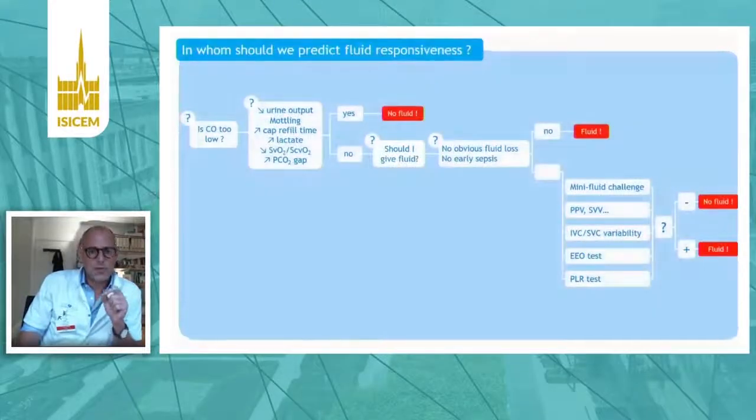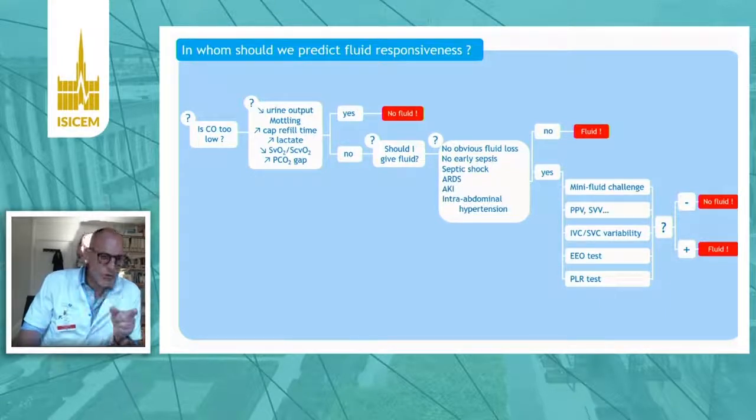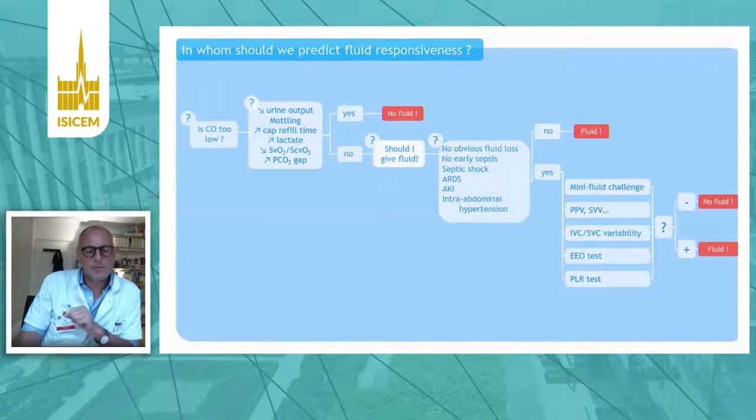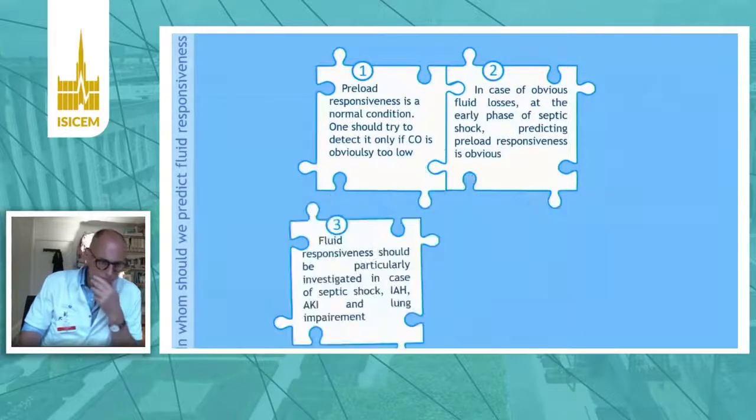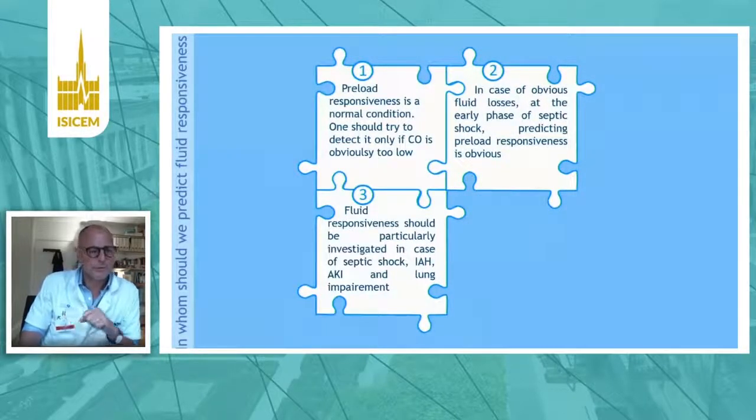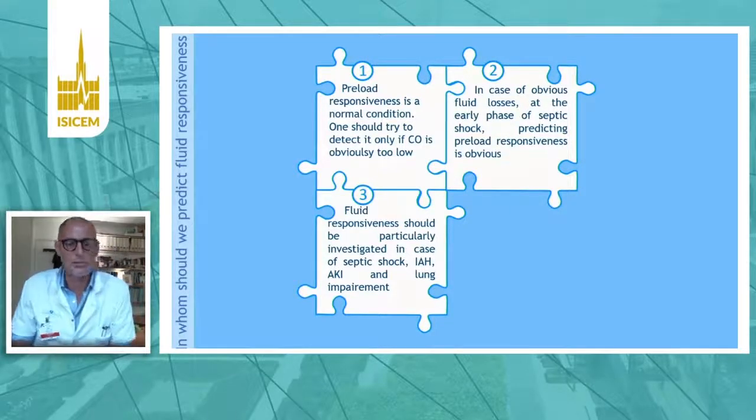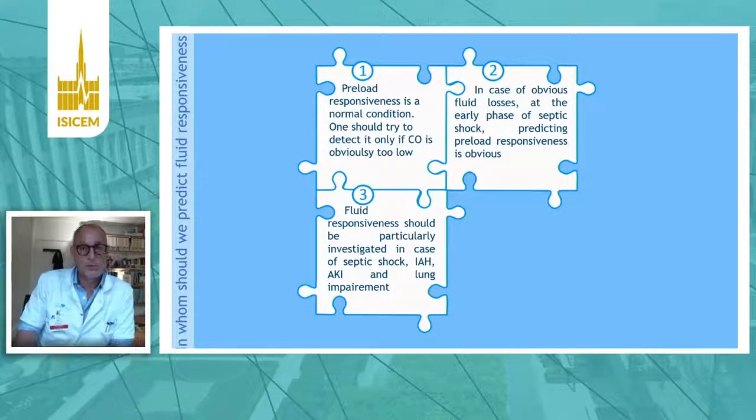So it means that it is specifically in these populations, in these categories of patients, that we should predict fluid responsiveness. That might be something which is important, and again, let's keep that as a take-home message. Fluid responsiveness should be particularly investigated in the case of septic shock, intra-abdominal hypertension, AKI, and lung impairment and ARDS.